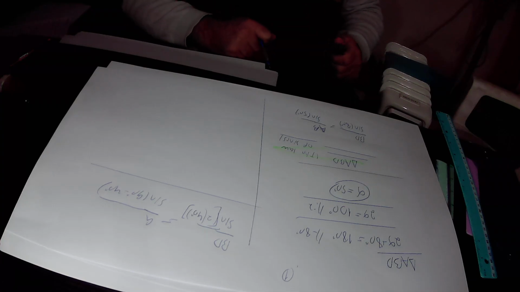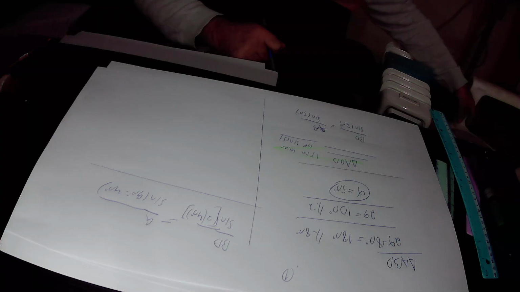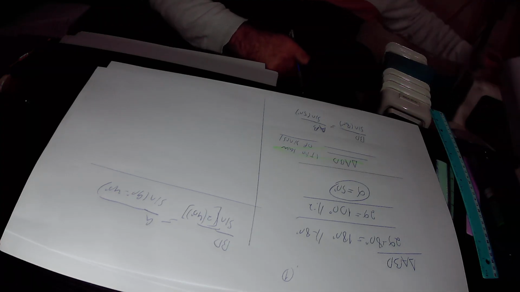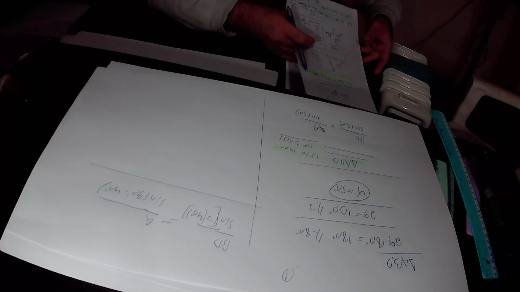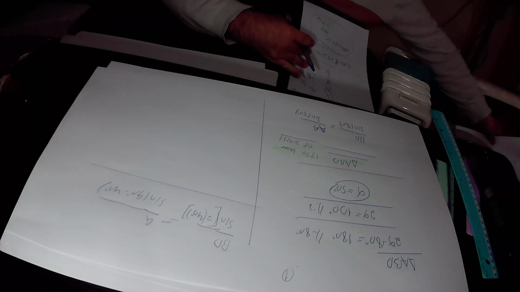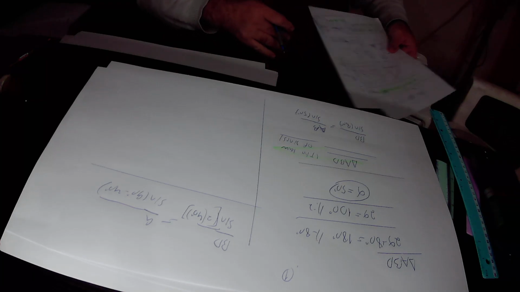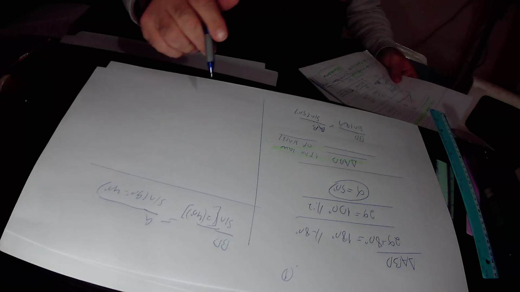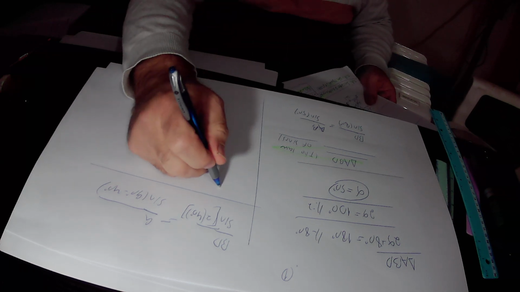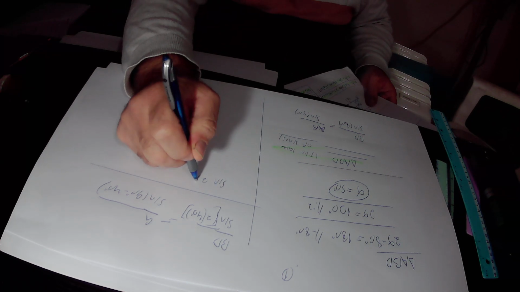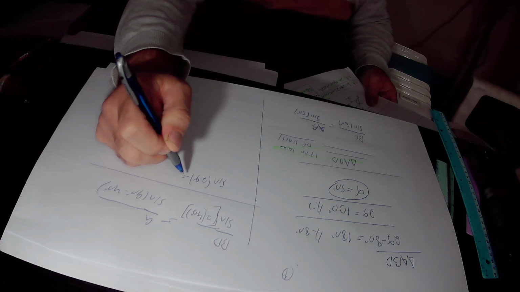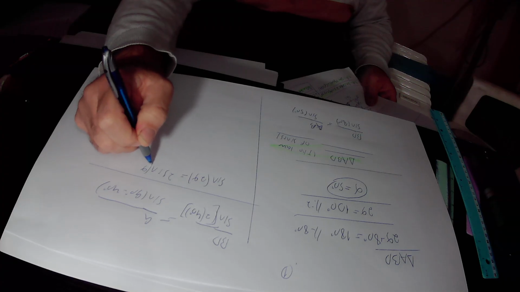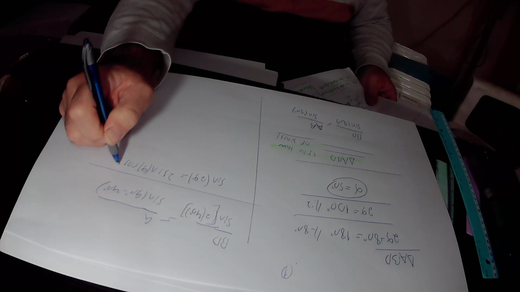We have the trigonometric identity. It says that sine 2 alpha equals 2 times sine alpha cosine alpha.